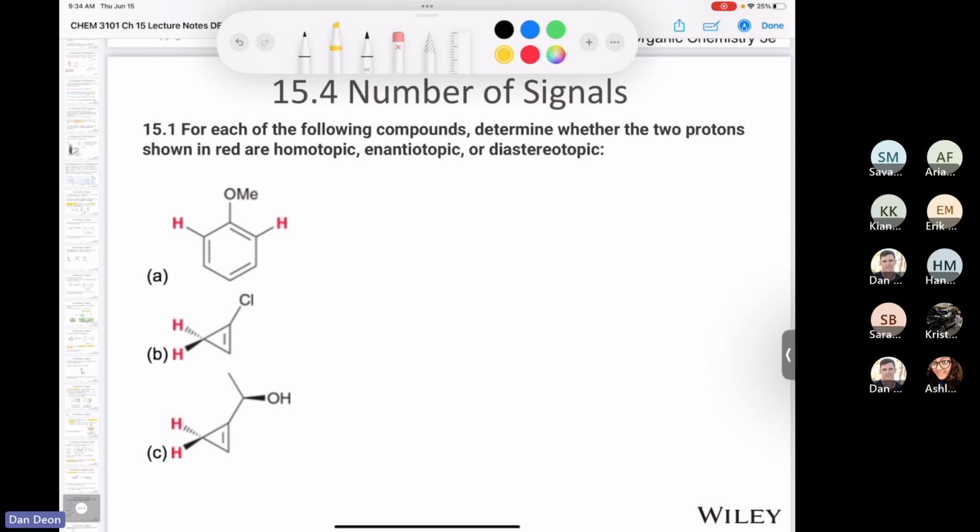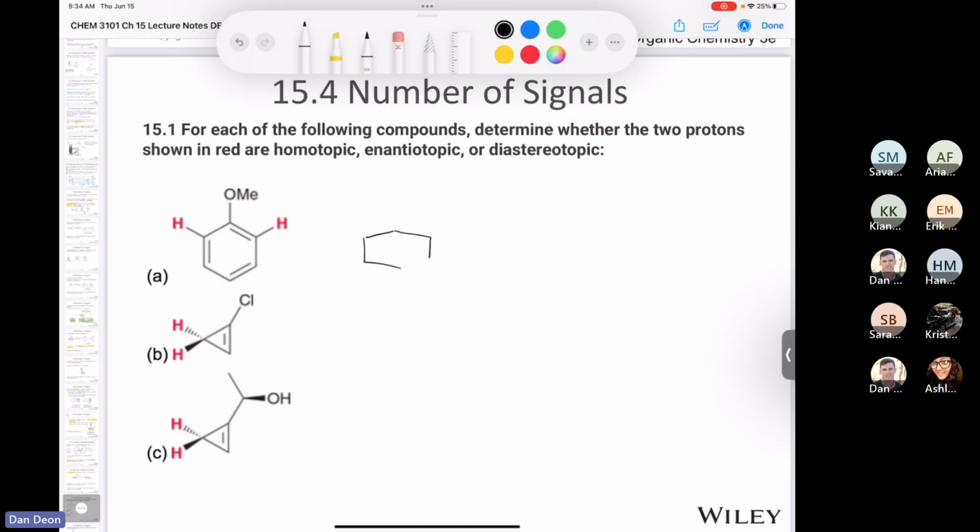Could anybody tell me, is there an axis of rotational symmetry in anisole? Is there an axis of rotational symmetry in this compound? Yay or nay? Absolutely. Thanks, Hannah. Yeah, sometimes students will get this one wrong, but there totally is, right?